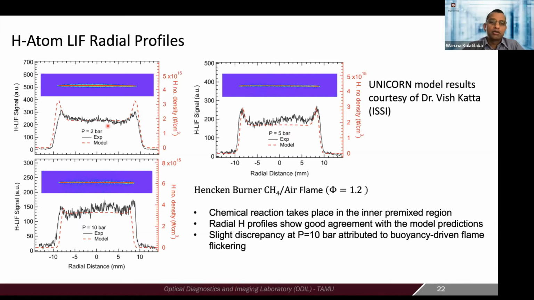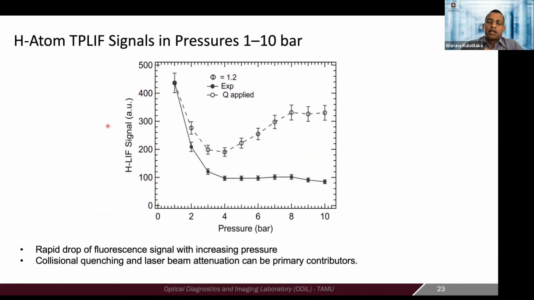So we are about to present some of this work at the upcoming Combustion Symposium. The interest is in investigating the pressure effect. This is how the signal varies when we go from 1 bar to 10 bar. The number density increases linearly with the pressure, but the signal does not. Why? Because we have a number of other effects happening. The laser beam absorption and the quenching get significantly stronger. Because of those things, the actual signal from 1 bar to 10 bar drops to about 20% compared to atmospheric conditions.